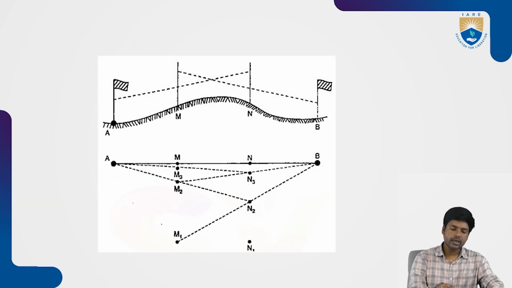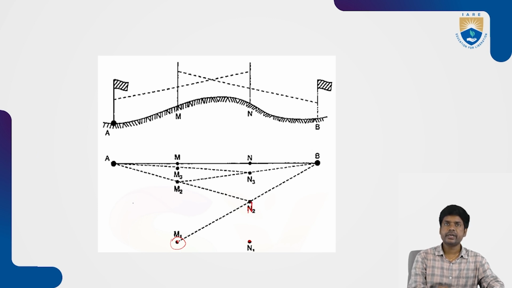After locating the points M1 and N1, arrange two ranging rods at M1 and N1. Take two ranging rods and place one at the position of M1 and one at the position of N1. Now, the surveyor standing at M1 with the ranging rod is going to ask the assistant holding the ranging rod at N1 to move from the N1 position to a new position, that is N2.